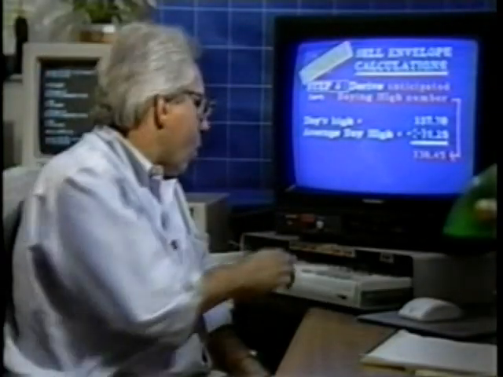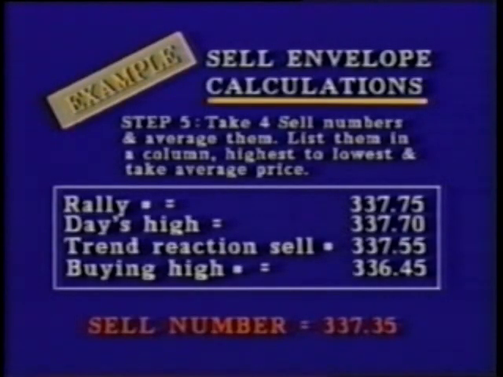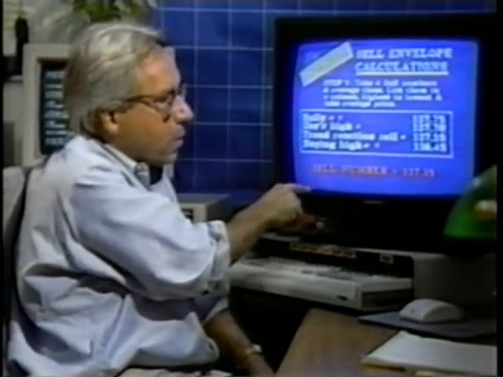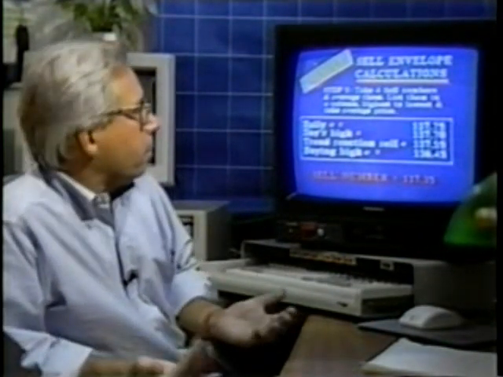Now we're going to put them all together as follows. And you can see I've listed them here from the highest to the lowest. The highest number in the envelope is 337.75, down to the lowest number, which is 336.45. On subsequent days, they won't necessarily fall in this order. In other words, the day's high may be the highest number, and the trend reaction cell may be the lowest. It just so happens on this day, it came out like this. Now, you take the 4 cell numbers and you average them. You list them in a column, highest to lowest, and take the average price. This average price is known as the cell number itself, which is 337.35 in this case.